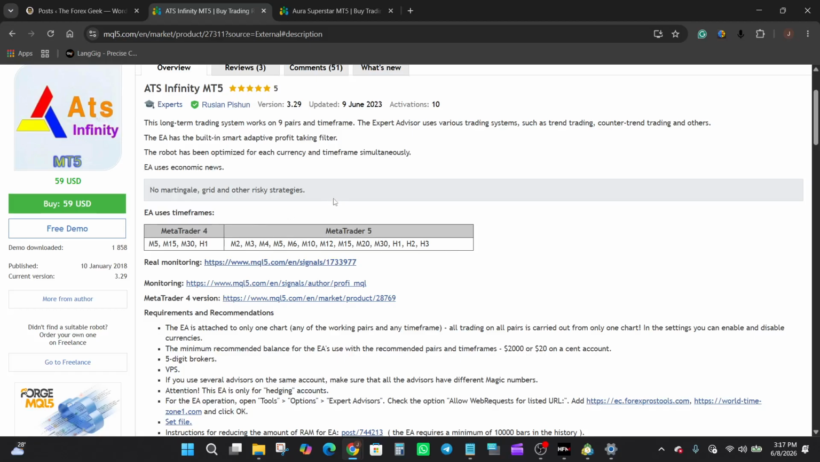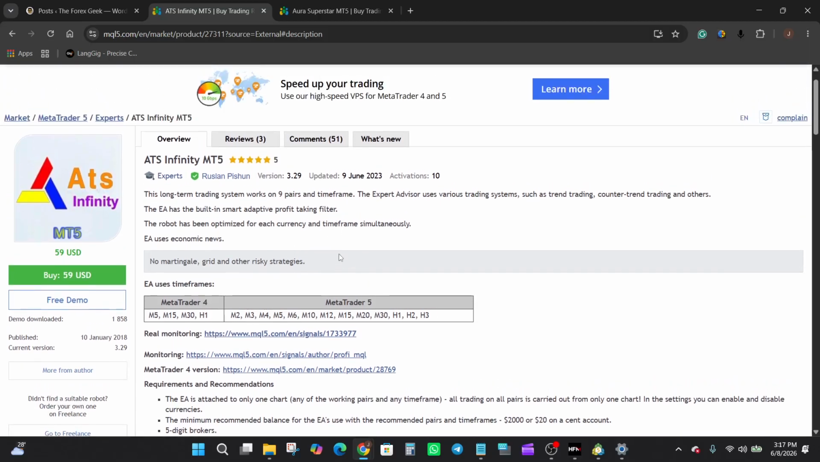Now, looking at the description, the ATS Infinity for MT4 and MT5, although I'm going to be testing it on MT5 for the purpose of this video. The EA is presented as a long-term trading system that operates across multiple currency pairs. It is designed to run on a basket of 9 core pairs, and it uses a combination of different trading approaches, including trend-based and counter-trend logic, depending on market conditions.